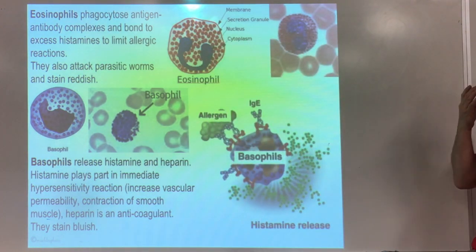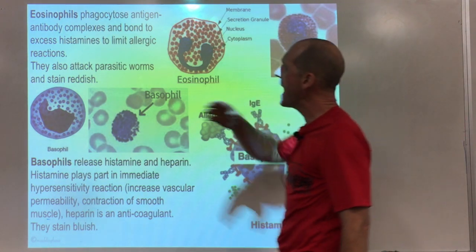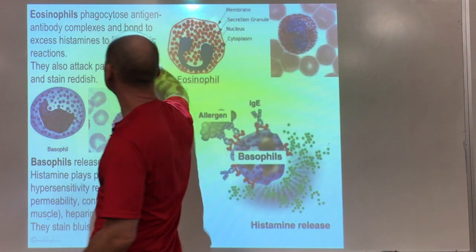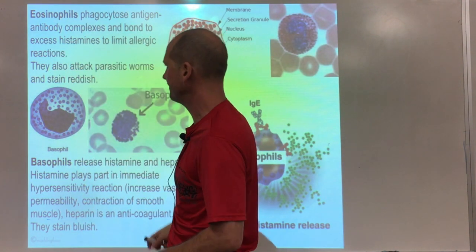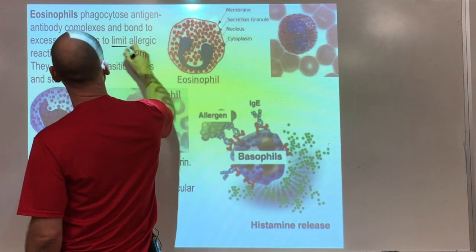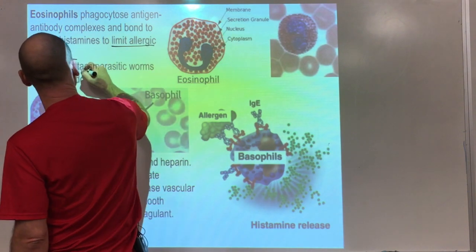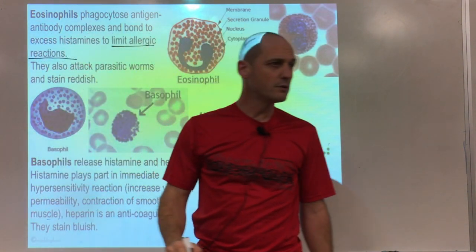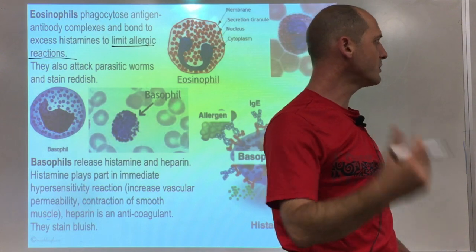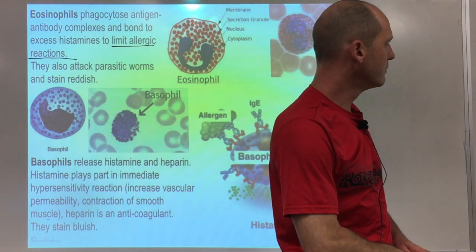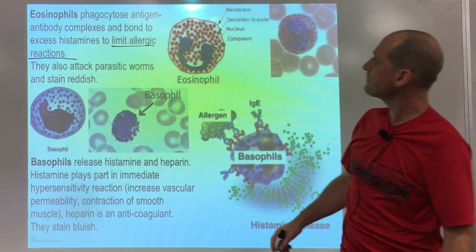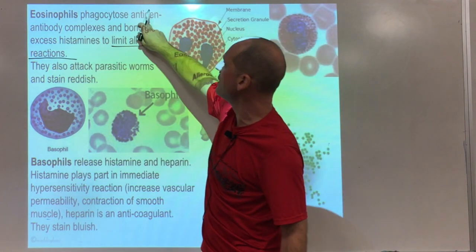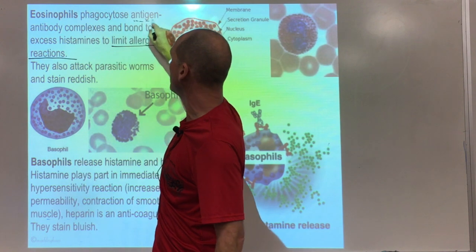Then the eosinophils, phagocytosis, they eat an antigen-antibody complex and then bond to excess histamine and limit an allergic reaction. Good. What do they do? They limit an allergic reaction. We like that. So you're sneezing too much, you want more eosinophils. But they have to go to an antigen-antibody complex.